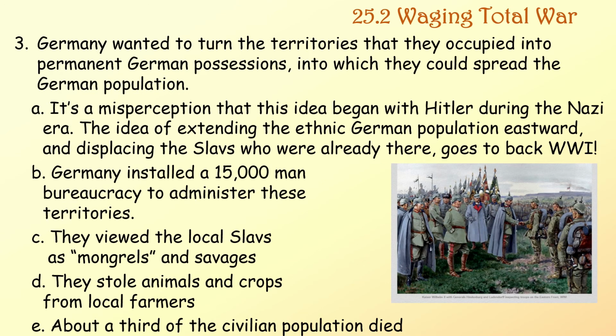Germany wanted to turn the territories that they had occupied into permanent German possessions into which they could spread the German population. It's a misperception that this idea began with Hitler during the Nazi era. The idea of extending the ethnic German population eastward and displacing the Slavs who were already there goes back to World War I. Germany installed a 15,000-man bureaucracy to administer these territories. They viewed the local Slavs as mongrels and savages. They stole animals and crops from local farmers, and about 1/3 of the civilian population died.